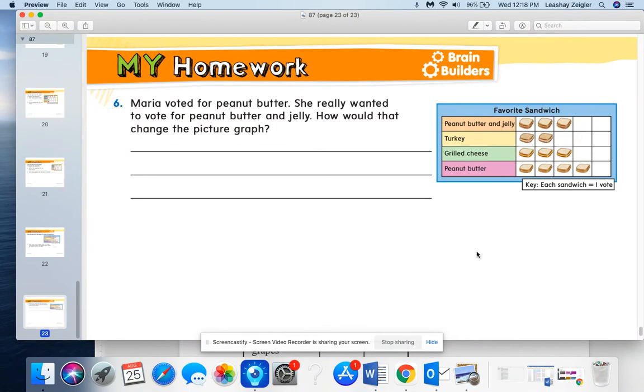The last scenario for your homework was Maria voted for peanut butter. She really wanted to vote for peanut butter and jelly. How would that have changed this picture? She ended up putting her vote here in peanut butter, but she wanted her vote to go up here. So it would have changed it a lot, actually, because peanut butter and jelly would have had 4 votes, and just peanut butter would have only had 3 votes.